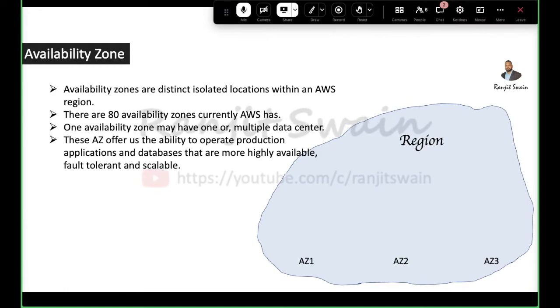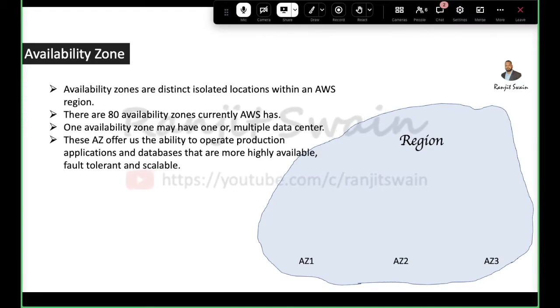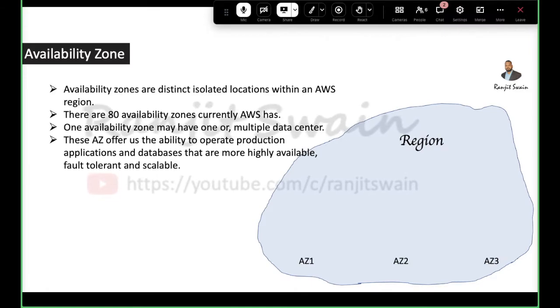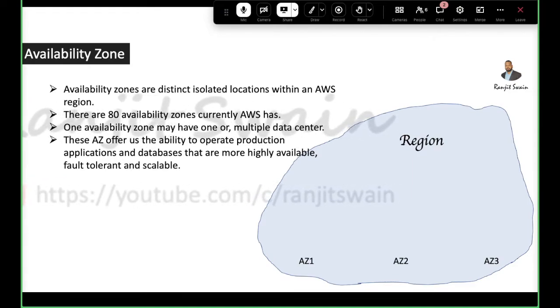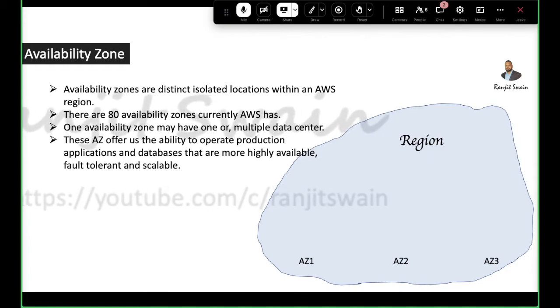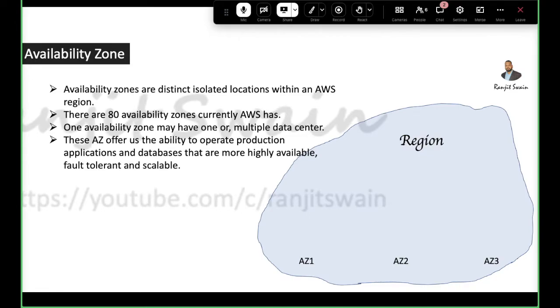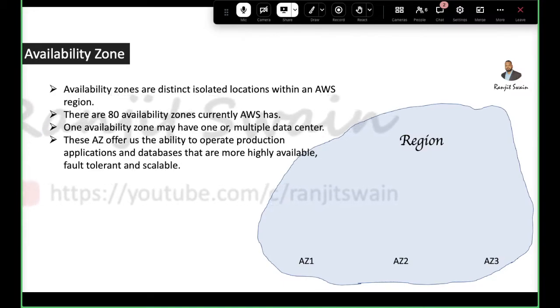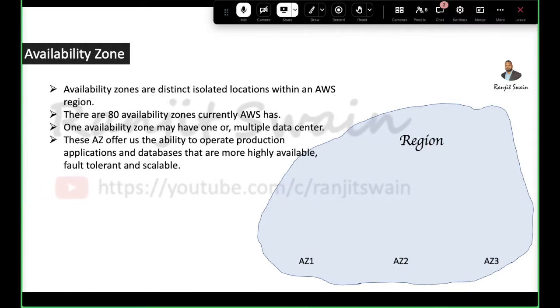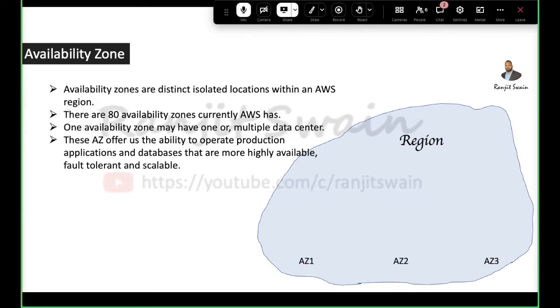Suppose in Asia Pacific Mumbai, AWS provides three availability zones in three different locations, named A, B, C. If A has your production server and C has your DR server, then in case of natural calamities like flood or cyclone, or if the network goes out in availability zone A, your other availability zone will be there to serve you. If the production server is down, your disaster server will come up immediately to serve your purpose, right? That's why multiple availability zones is a high availability design that most companies follow.